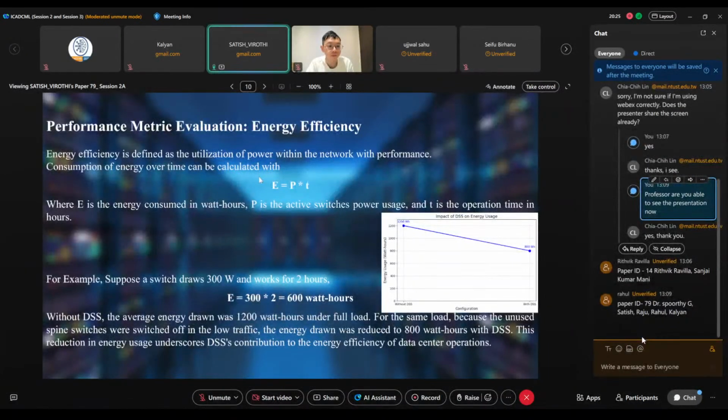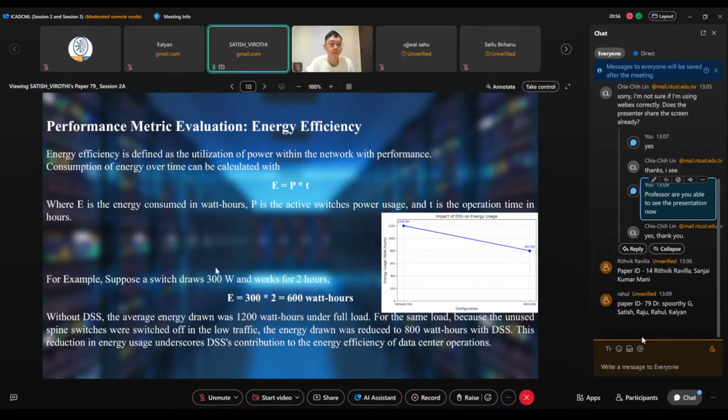And the final one is energy efficiency. This is one of the most important factors in data centers. Energy efficiency is defined as the utilization of power within the network with performance. Without compromising the performance, how much energy we can efficiently use. That is, when we deactivate the unused switches, we can reduce some energy usage there. From this, we can make the energy use more efficient than without DSS.